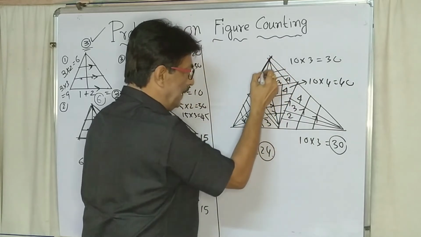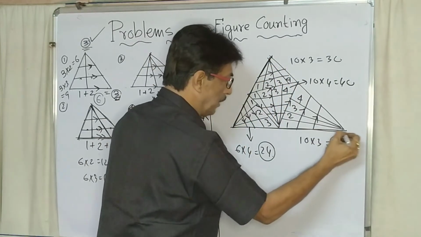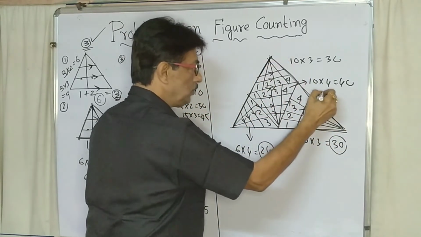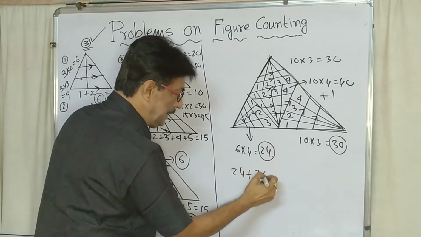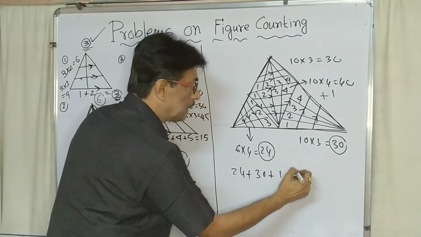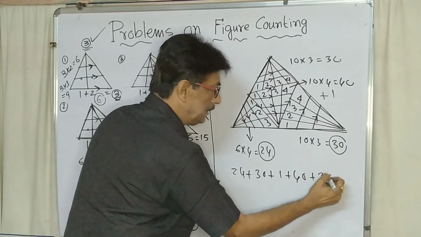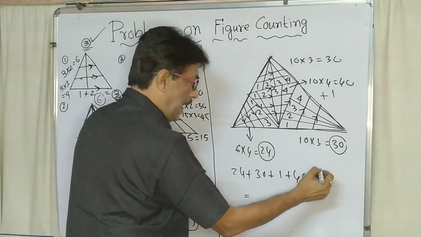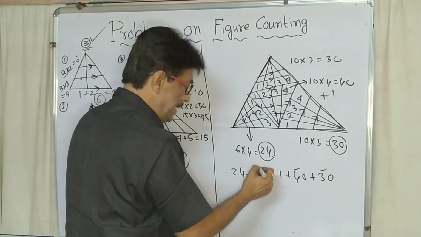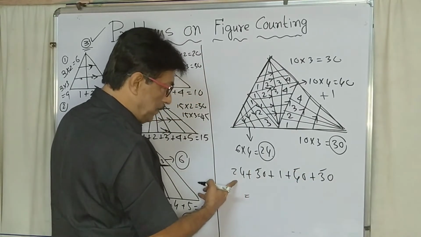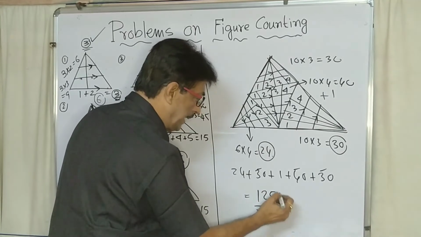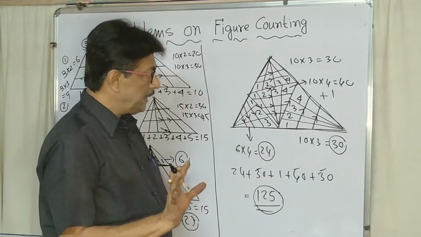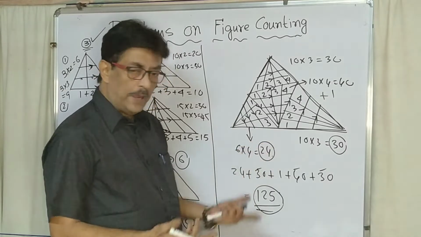And the main triangle outside, this plus 1, remember it. So the total number of triangles is 24 plus 30 plus 1 plus 40 plus 30. The result is 30, 40, 70, 70, 100, 124, 125. So there are 125 triangles in total inside the figure. If you know the tricks, you can do it within 20 seconds.